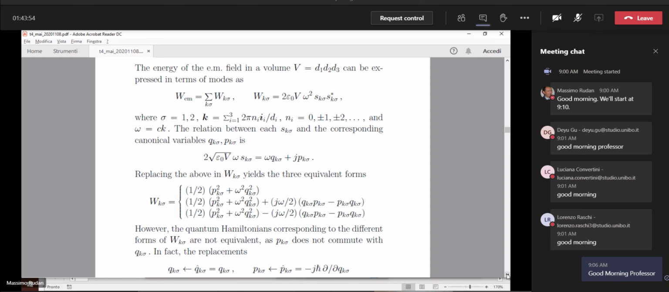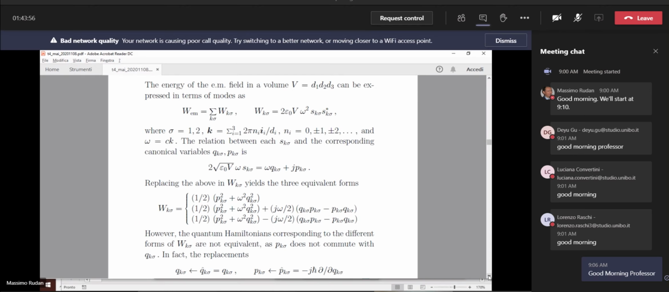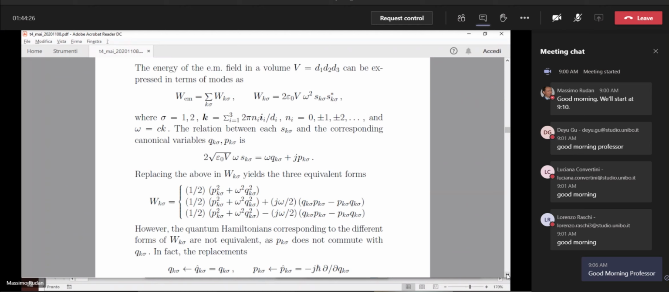It has two indices. One index is the K vector, because as usual, each mode of the electromagnetic field has a K vector. So actually, K is a triple index. You see the expression of the K vector in the line immediately after the formula. So K is a vector with three components.